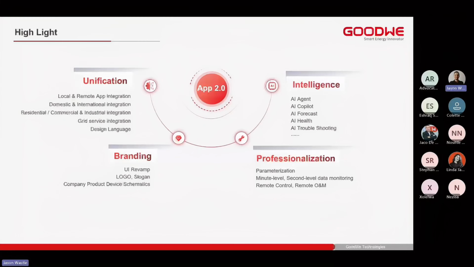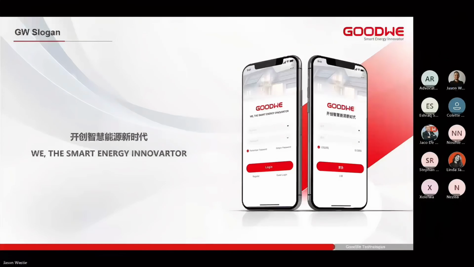From the branding side, it's been a UI revamp, so a new look and feel, adding in a dark mode and that kind of thing that we'll have a look at. A new logo to the app with the slogan that we'll get to now in the next slide. And then company product device schematics as well.